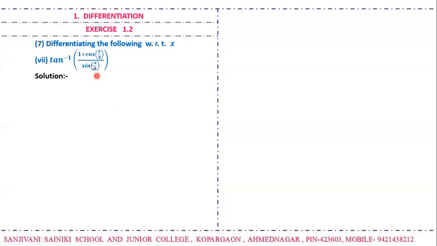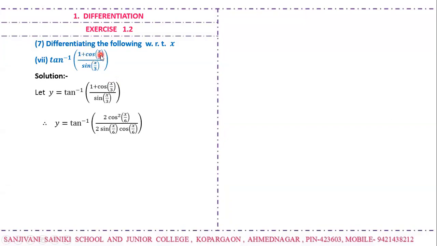Now tan inverse of (1 plus cos x by 3) upon sin x by 3. Now here we have to use 1 plus cos theta is 2 cos square theta by 2, and this is sine. We have one formula of sin 2 theta is 2 sin theta cos theta, but here is only sin theta, not 2 theta, so we have to use the half angle formula. Sin theta is equal to 2 sin theta by 2 cos theta by 2, so 2 sin x by 6 into cos x by 6. So y is equal to tan inverse of, in bracket, this cos will cancel with this cos x by 6. This 2 will also cancel and you get cot x by 6.